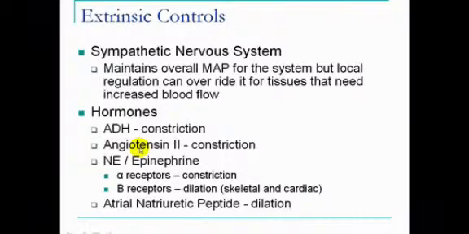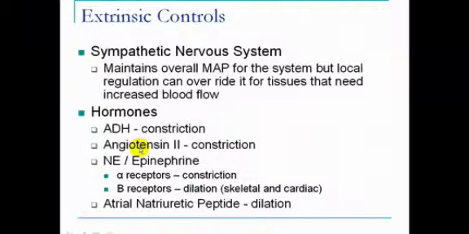Now let's look at some extrinsic controls. Extrinsic is always your nervous system or hormones. So these are things that are going to affect vasoconstriction and vasodilation extrinsically. So we talked about your sympathetic nervous system. The purpose of your sympathetic nervous system when you go into fight or flight is to maintain your overall mean arterial pressure for your entire system. So overall you may increase blood pressure, but local regulation can override it for certain tissues that need increased blood flow.